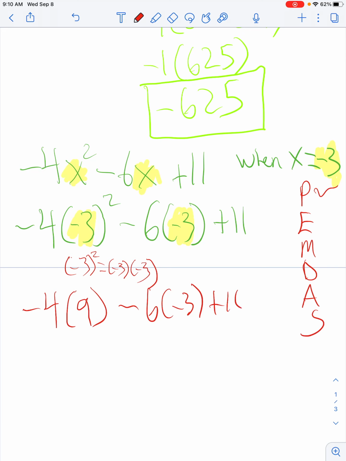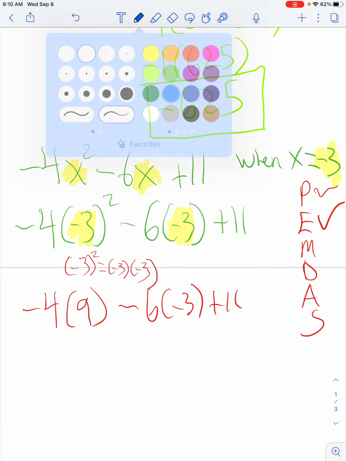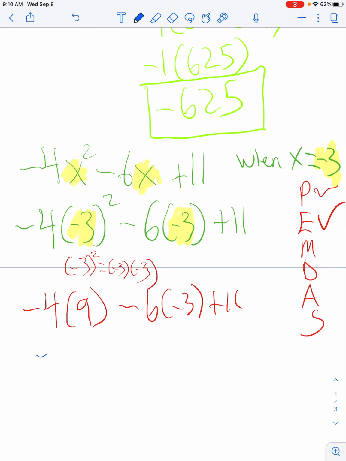Now, that's the only step I'm going to do first. I'm not going to do too many things at once. Exponents are done. Let's jump to multiplication. Do we have multiplication? You bet we do. -4 times positive 9 is -36. And you have to remember that this negative sign is attached to this 6. So this is saying -6 multiplied by -3, and a negative times a negative is a positive 18, plus 11.